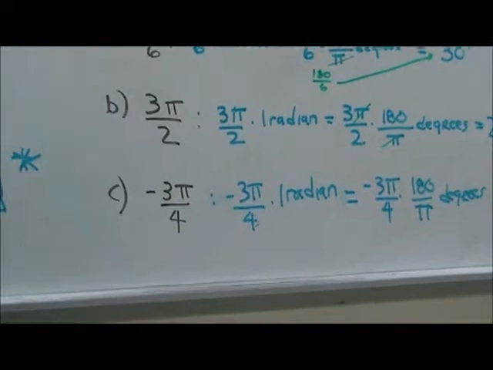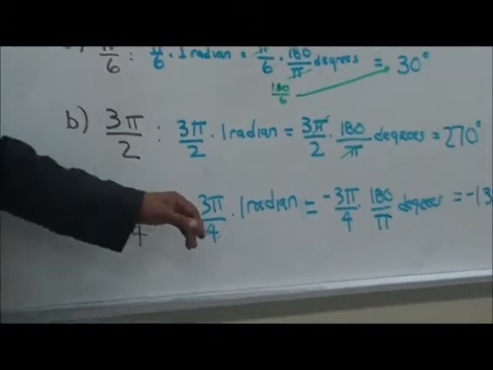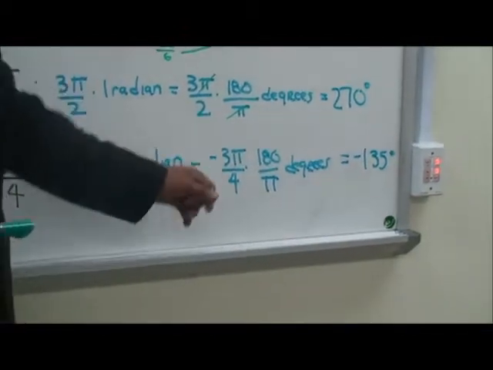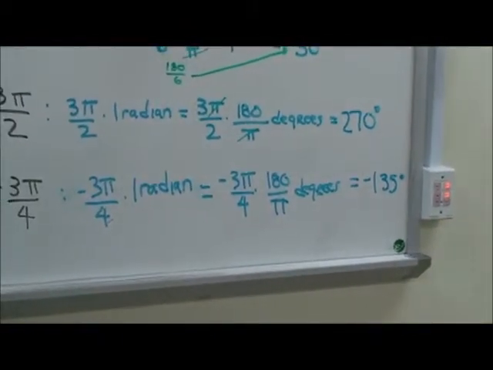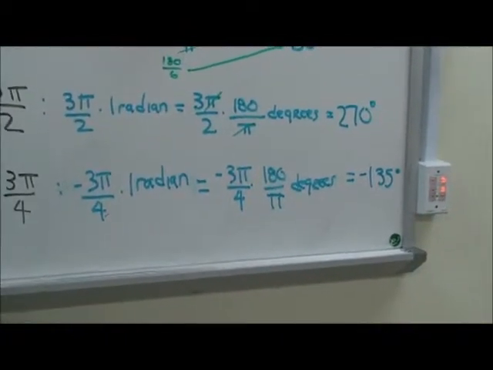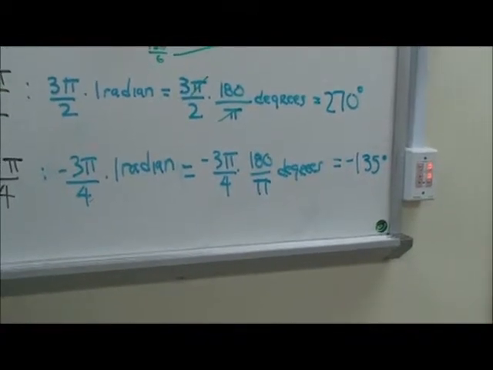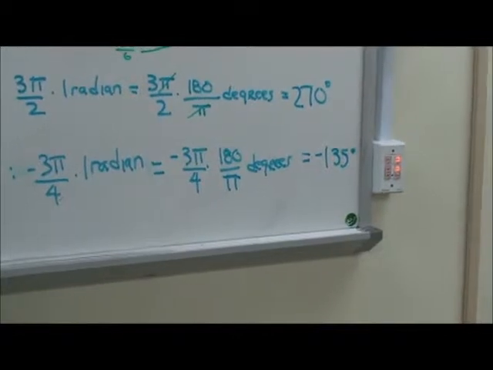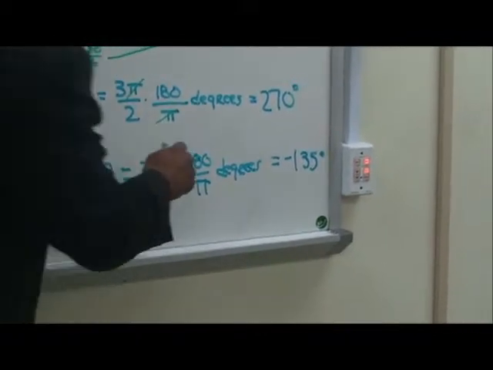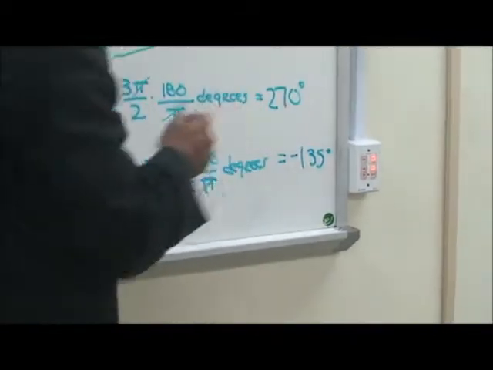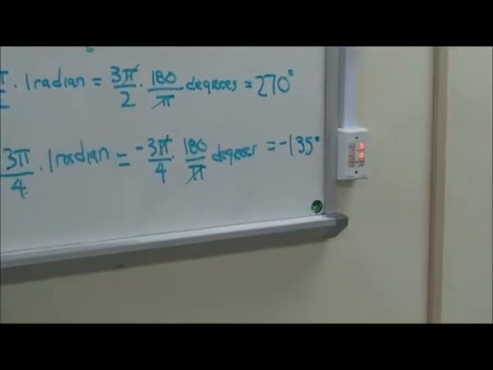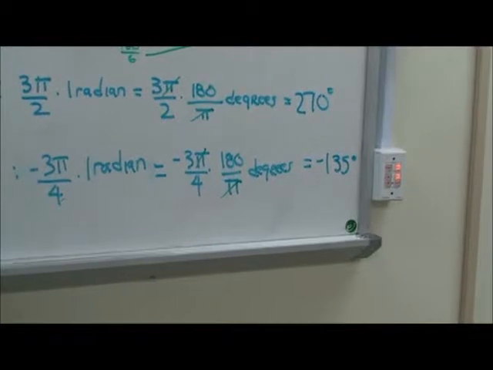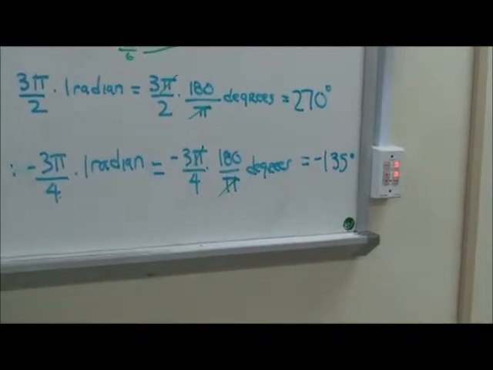Negative 3/4 pi is equal to negative 3/4 pi times 1 radian, which is 3 times pi over 4, either way, times 180 over pi. Again, these cross cancel out, and then you simplify this. Negative 3 times 180 divided by 4 will give you negative 135 degrees.